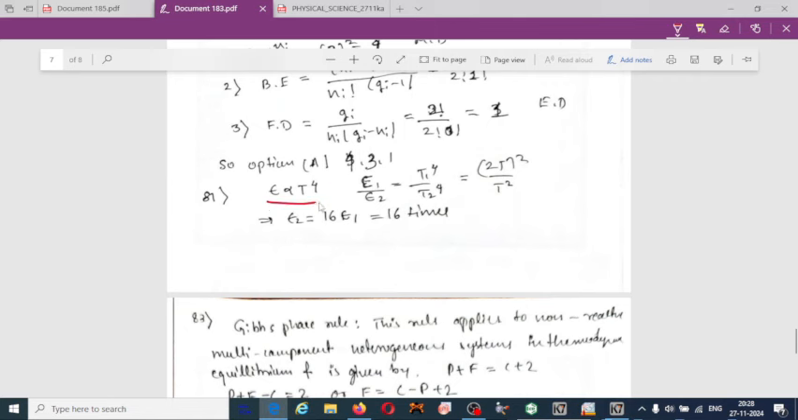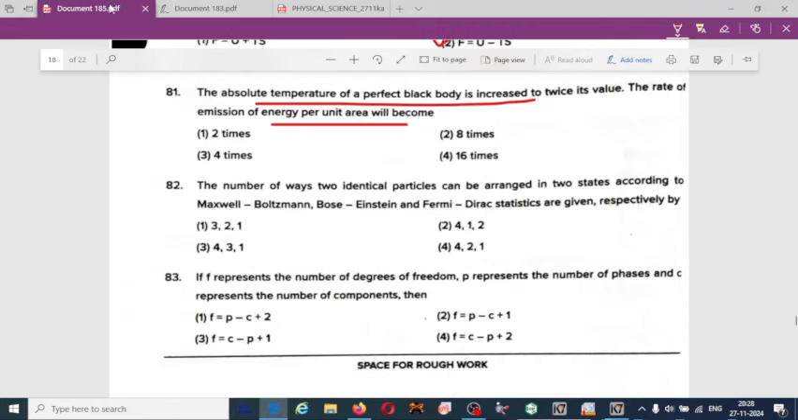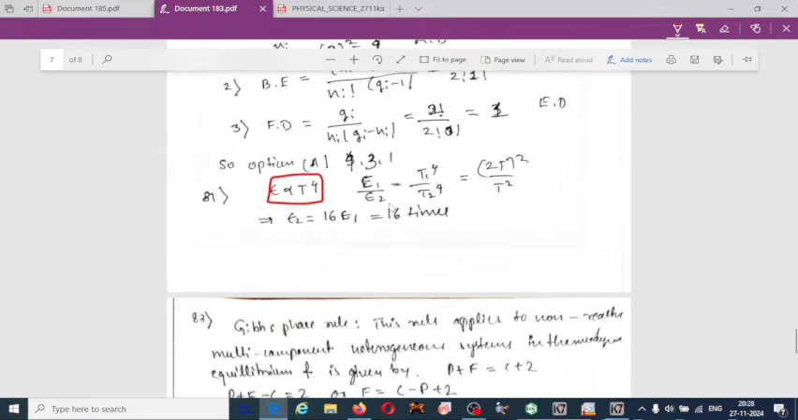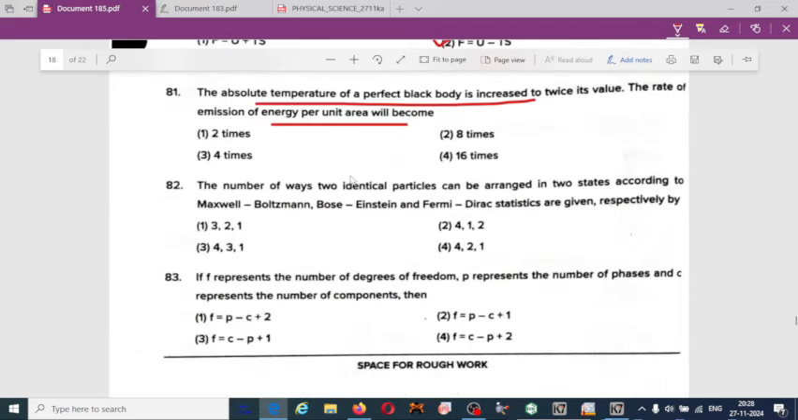Energy is always proportional to the 4th power of temperature. So if we consider a perfect black body and the normal body, T1 by T2 to the power 4, you can take the ratio of temperatures. So energy is 16 times. Option 4 is correct.